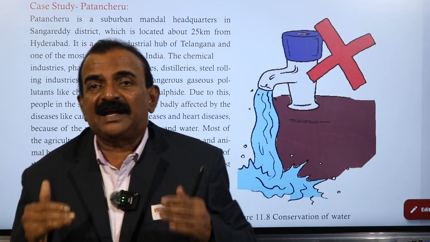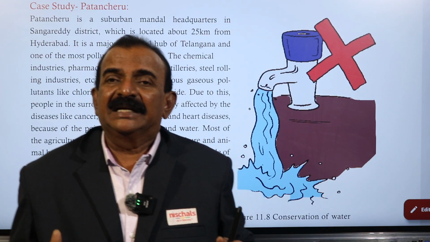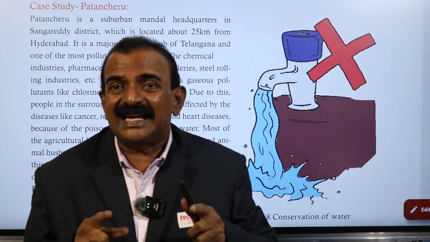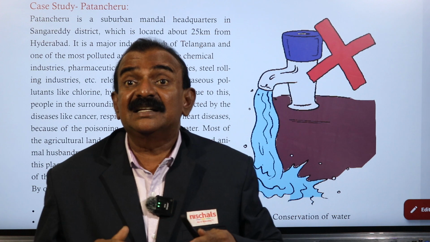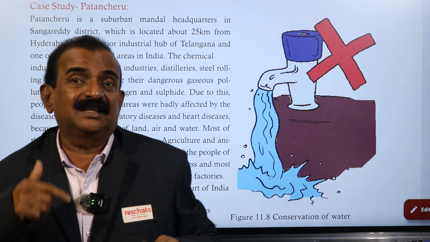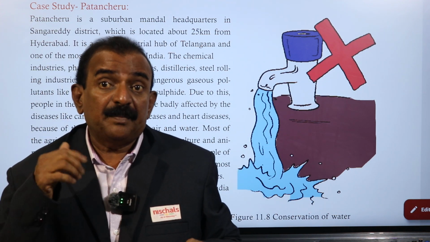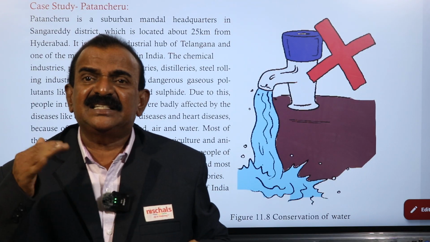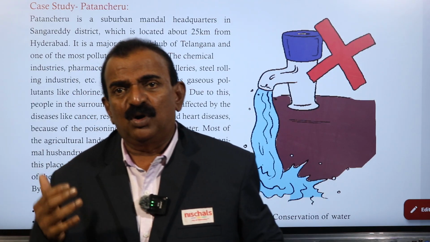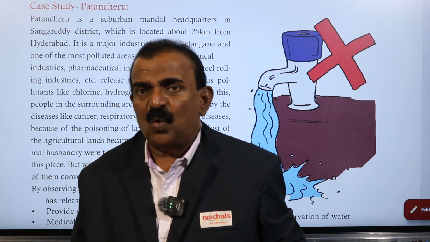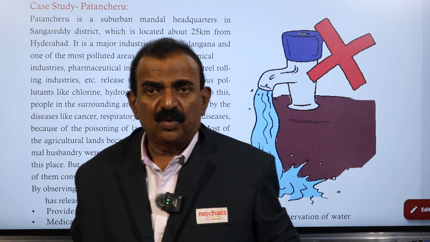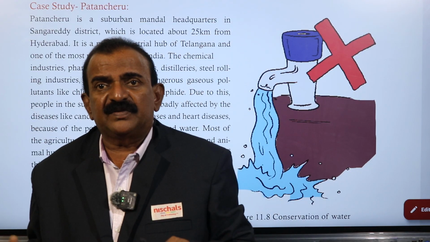Because Patancheru is the biggest industrial hub, not only in Telangana, not only in India, but in Asia. So many industries are established here, and these industries are emitting pollutants into the air, and also into the soil and the water. In this way, groundwater is also affected.